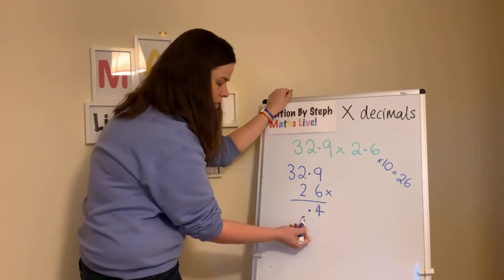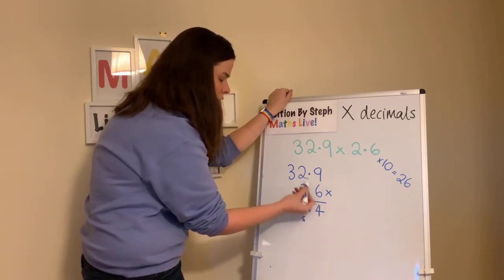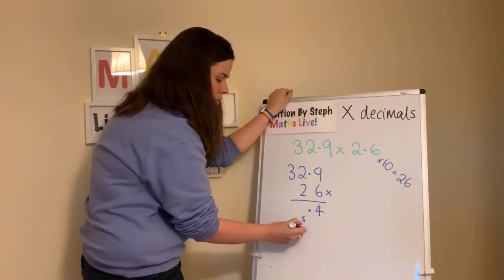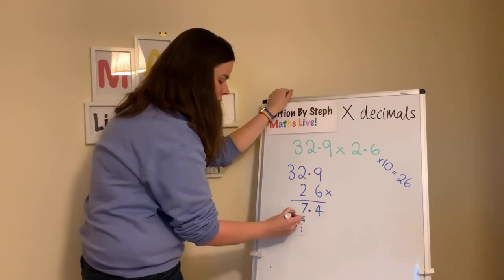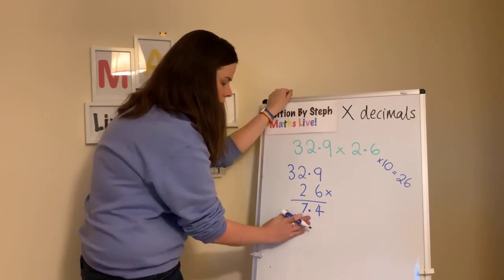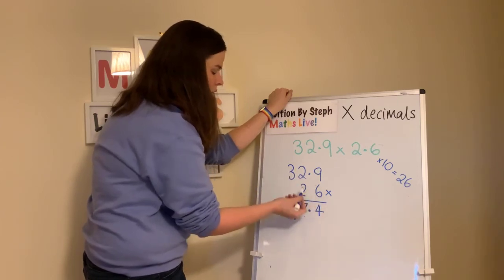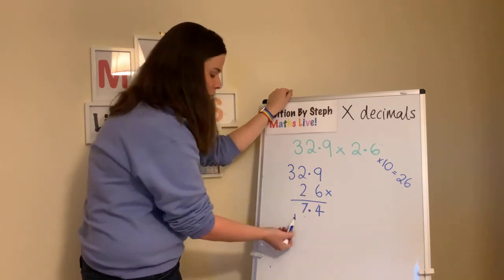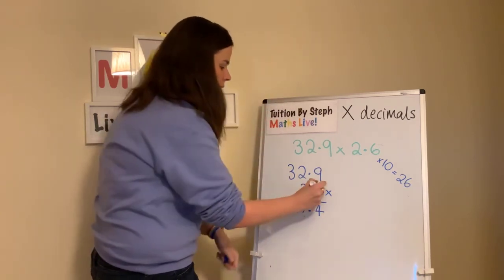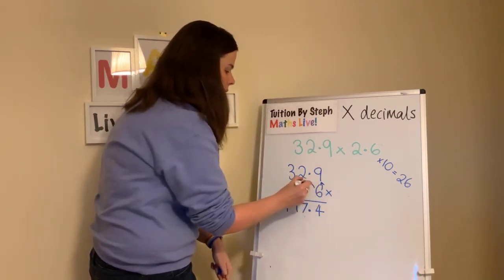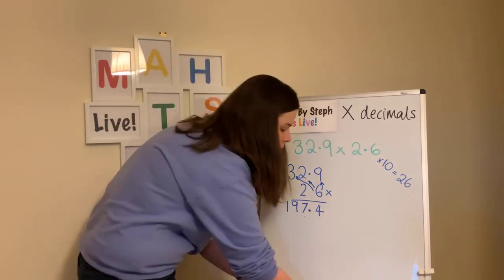9 sixes are 54. Okay. 2 sixes are 12. 13, 14, 15, 16, 17. So 7, carry the 1, and rub that out. 6 threes are 18 plus the 1, 19. Now what I've done there is 6 times 9, 6 times 2, and 6 times 3. Okay, but I've now got to multiply the 20s.